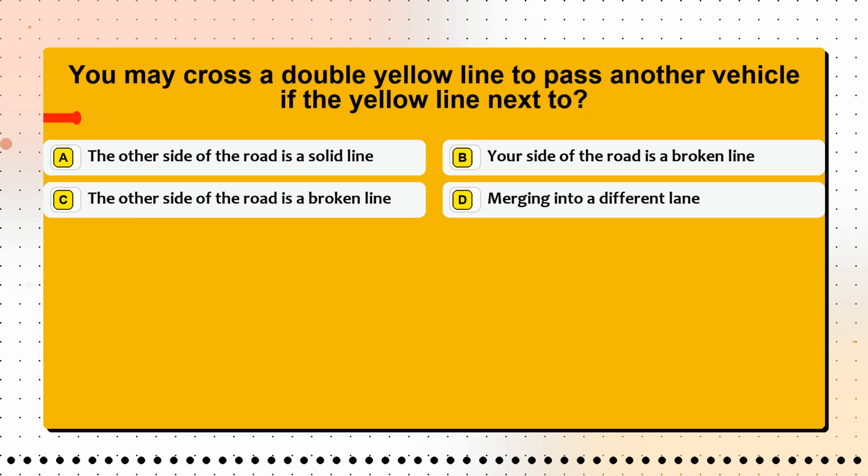Question 17. You may cross a double yellow line to pass another vehicle if the yellow line next to? Here are the options. Option A, the other side of the road is a solid line. Option B, your side of the road is a broken line. Option C, the other side of the road is a broken line. Option D, merging into a different lane.